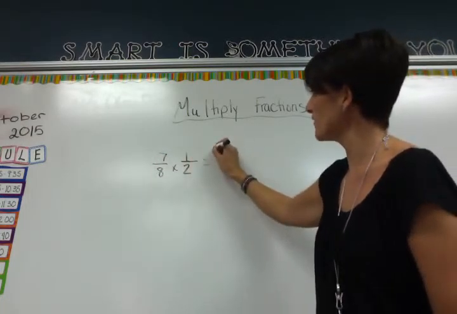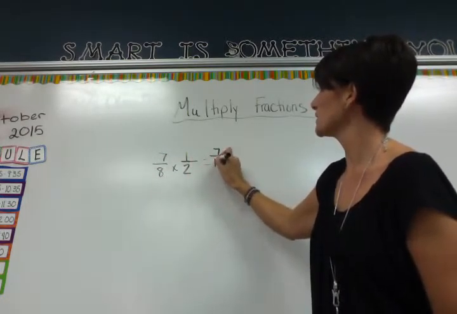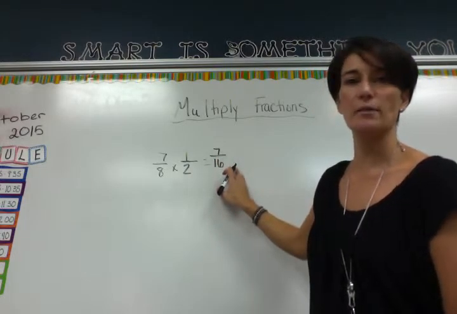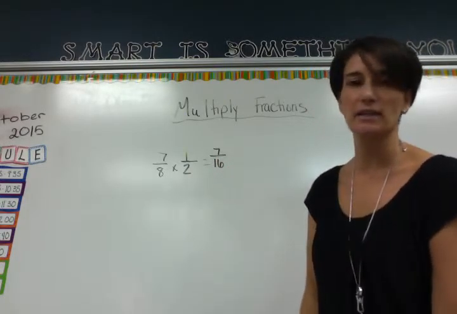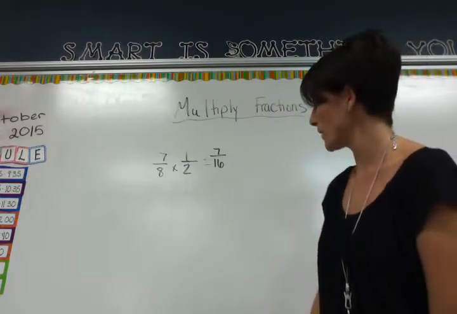7 times 1 is 7. 8 times 2 is 16. I'm always going to see if I can simplify here, but in this case I can't. So 7/16 is my answer for this problem.